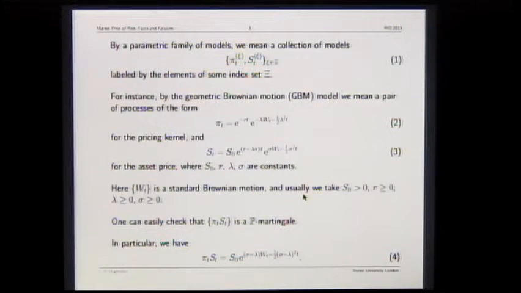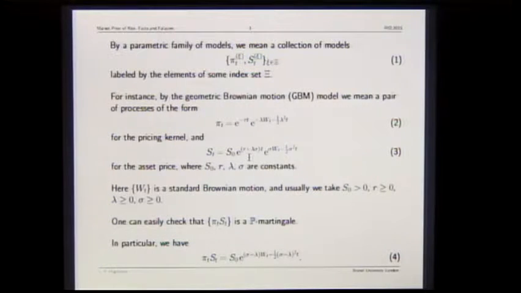So let me give one or two examples. By the geometric Brownian motion model, which is widely used in finance and forms the basis of the Black-Scholes theory, we mean a pair of processes given in the form indicated. So pi is a discount factor times an exponential martingale, where the relevant parameter lambda is what we call the market price of risk. Note that there's a minus sign. And then the asset price has several different ingredients. There's an initial price, and then there's a geometric Brownian motion with a parameter sigma, which we call the volatility.